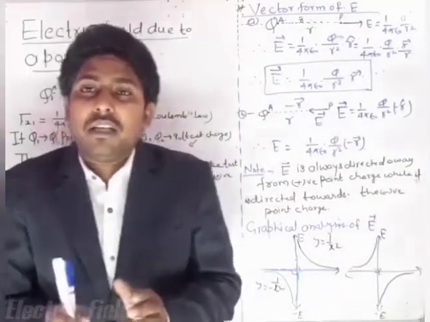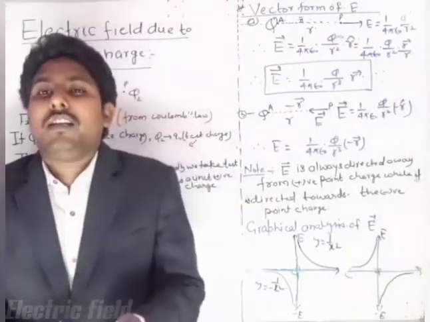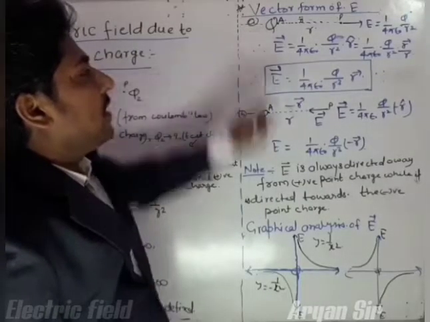So electric field intensity is a vector physical quantity. So we must learn how to find the direction of electric field intensity. So, the vector form of electric field intensity.